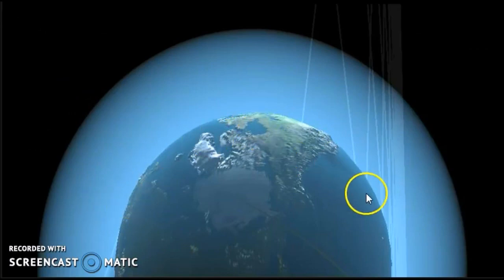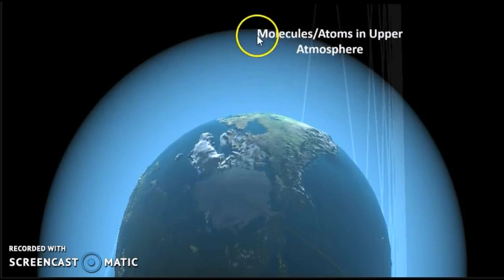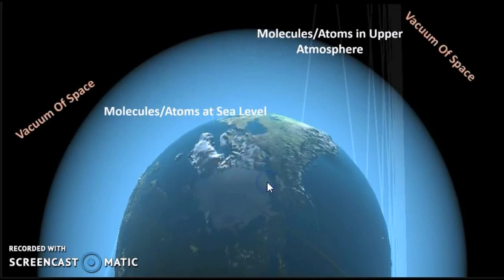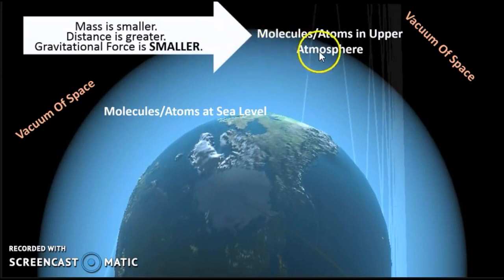Here we have the globe Earth with its atmosphere. These are the molecules in the upper atmosphere, and these are the molecules at sea level. And the atmosphere is surrounded by the vacuum of space. So when we look at the molecules and atoms in the upper atmosphere, their mass is smaller, and the distance between these molecules and the centre of the Earth is greater. Therefore, the gravitational force is quite small.